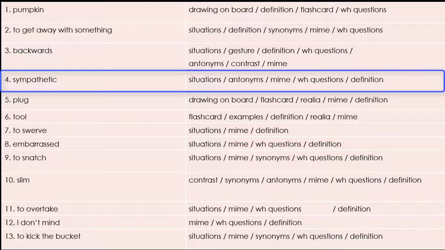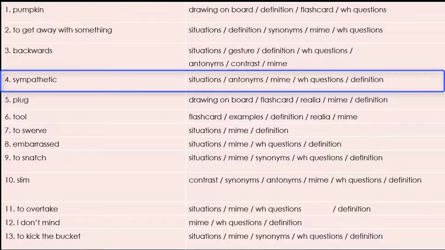With a word like sympathetic, you might think of a situation in which you are sympathetic. So something bad has happened and you are there and you are sympathetic. That would clarify the meaning nicely for your learners. You could think of an antonym.